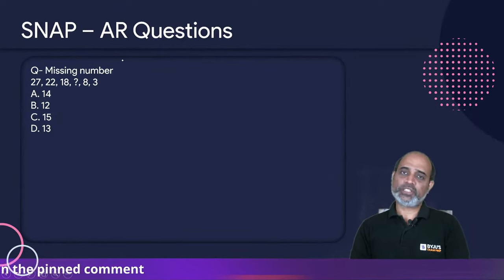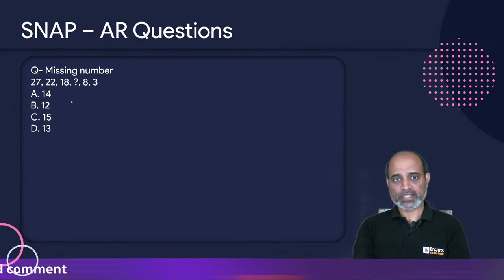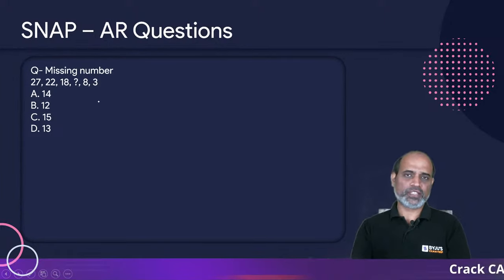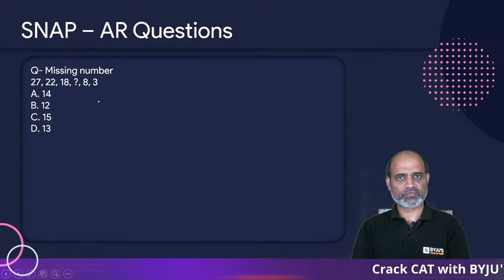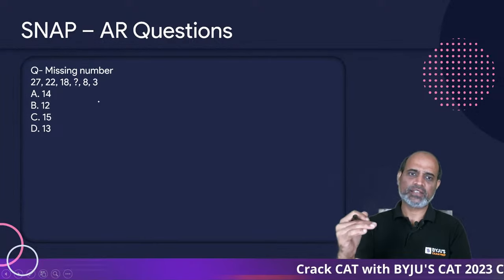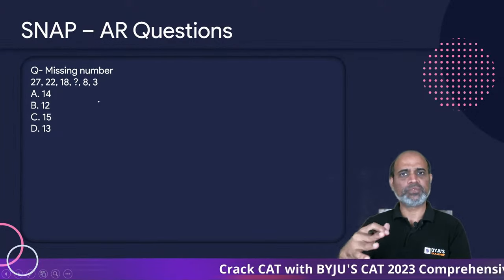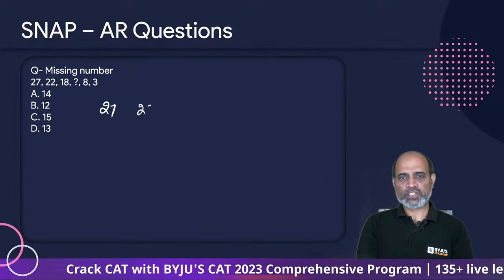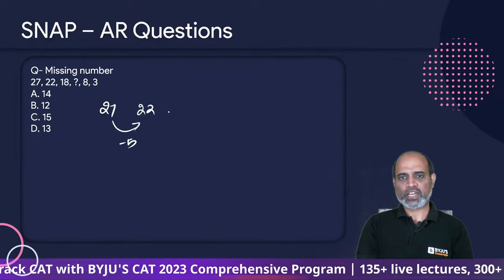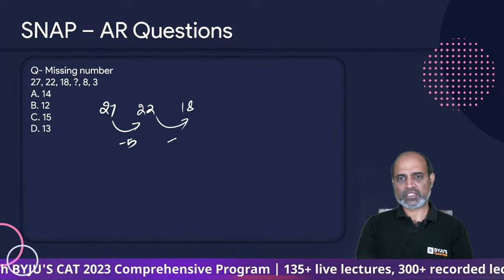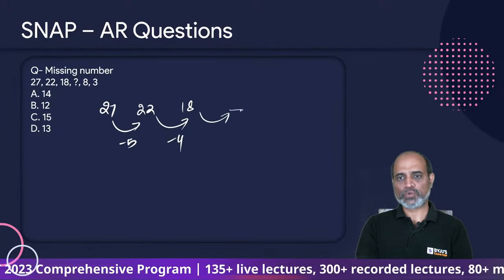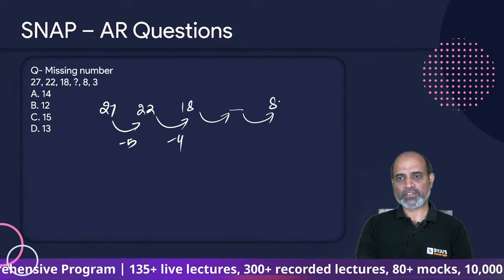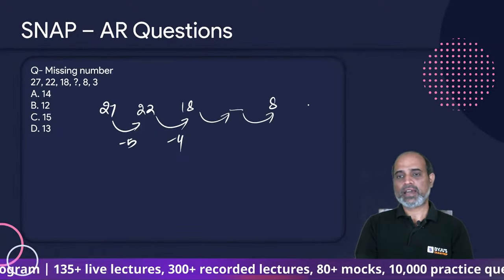Next, we need to find the missing number. Like I said, in sequences and series, the first thing that you should always think about is what is the difference. Is there a pattern? Are the numbers in some table, right? So we see 27, then we see 22. So there is a decrease of 5. Then 22 becomes 18. There is a decrease of 4. Then we don't know what to put, and then we have an 8. We don't know this either. And then you're left with 3.